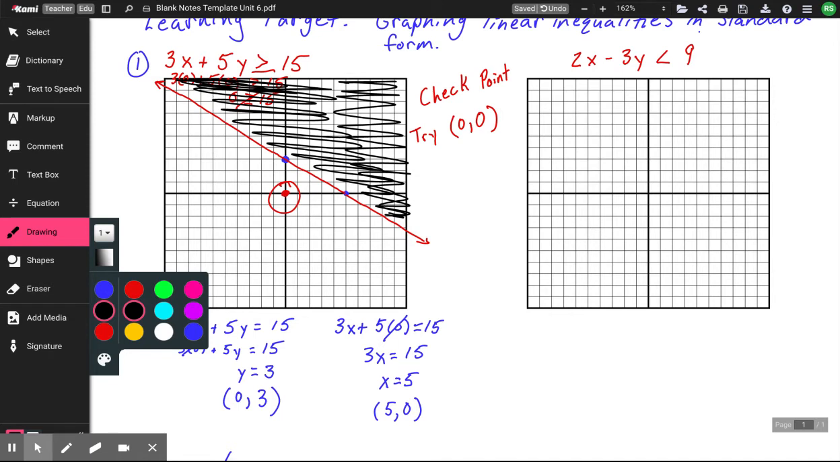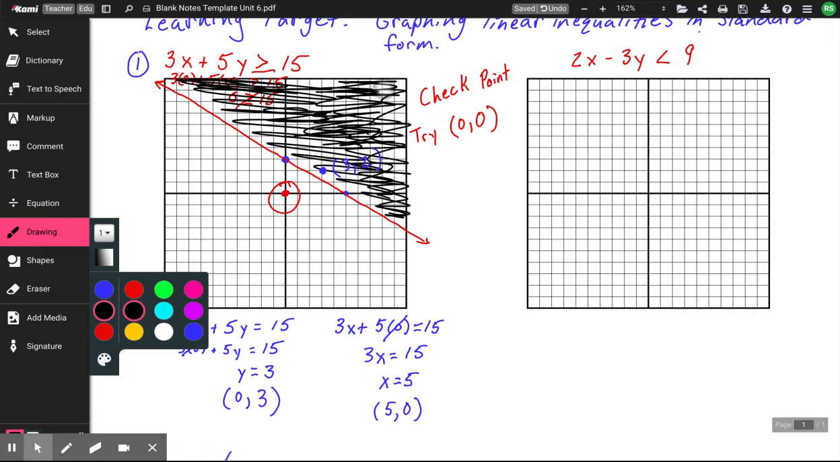So I shade above. We think about picking any point here. So let's say I picked this point here, 3, 2. If I plug in a 3 for x and a 2 for y, that would give me 9 plus 10, which is greater than or equal to 15, which would be a solution. So that's why I shaded above that line.